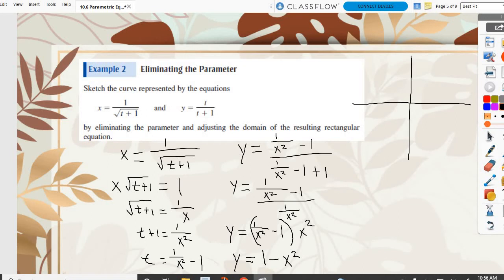That was the whole reason for eliminating the parameter, so that we can just graph this as it is, because I should know what the graph of 1 minus x squared looks like. What does it look like? It's moved up because of the 1, that's why I put it in y equals form, but it's facing down because it's negative.